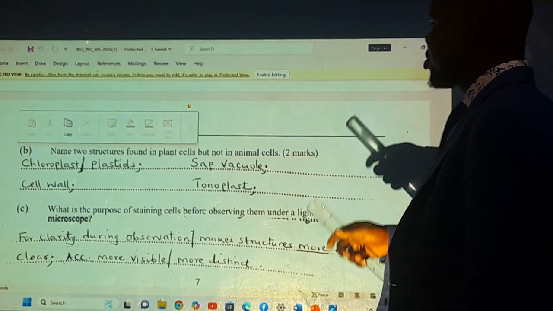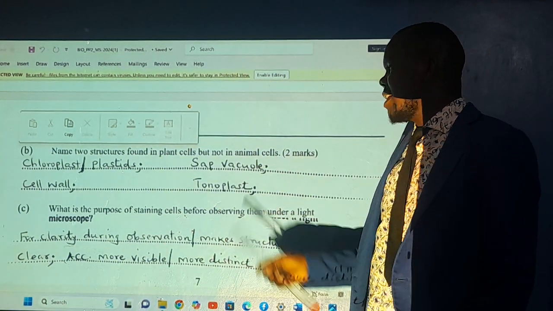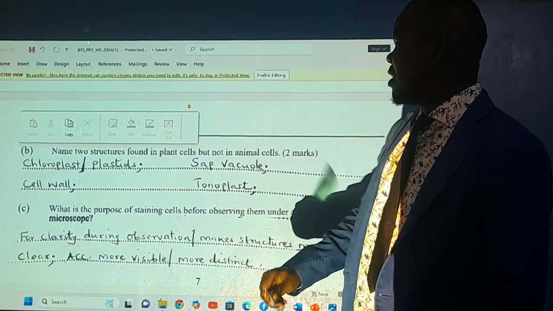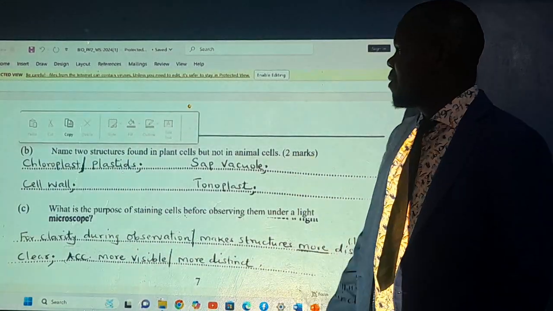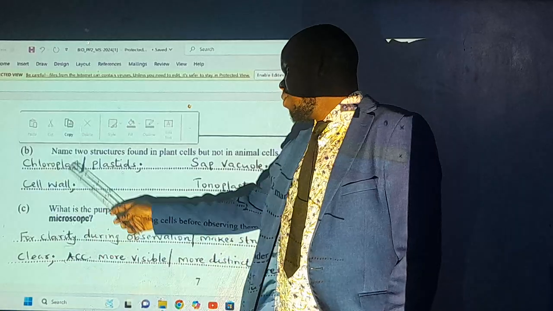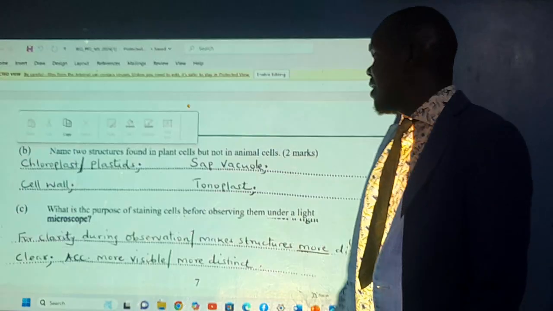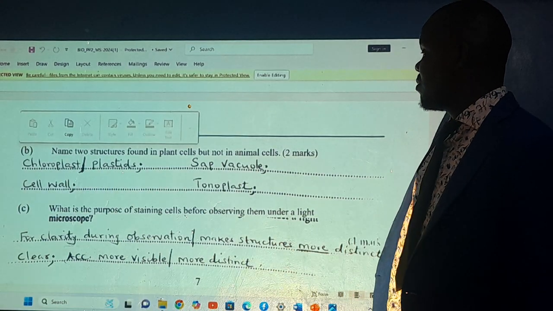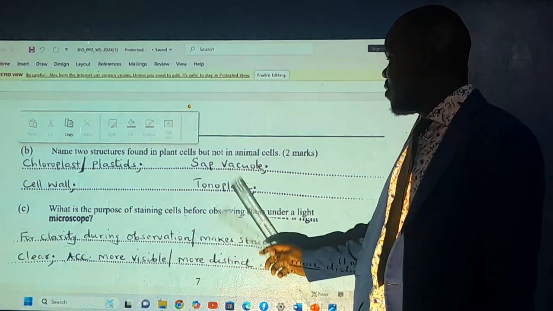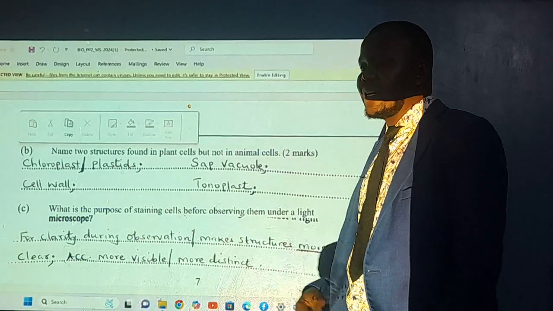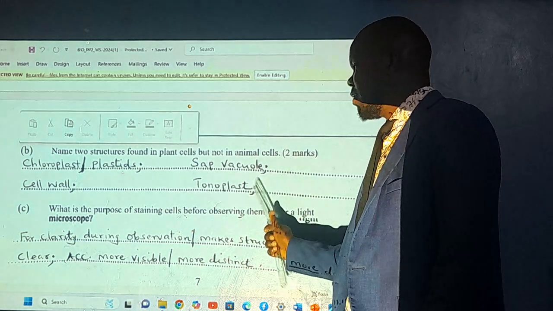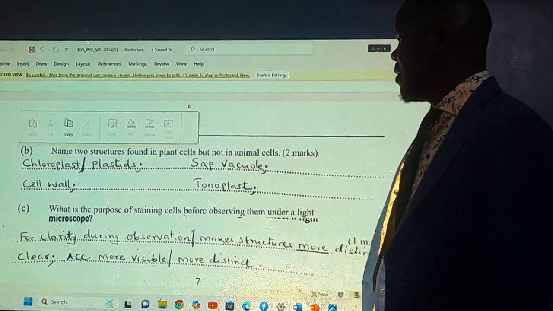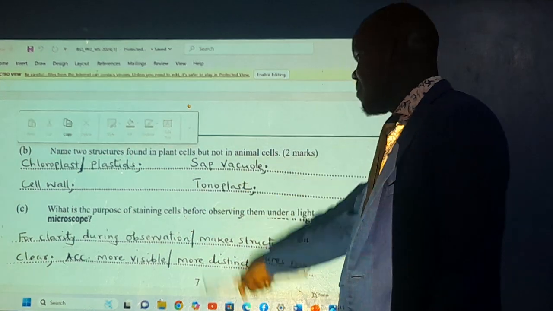Name the 2 structures found in plant cell but not in animal cell. This is a very simple question. Just the chloroplast will be found in a plant cell, and the cell wall. Animals don't have a cell wall. They have just a cell membrane. Vacuole: animals don't have a vacuole. Then we have the tonoplast. This is a membrane that will enclose what? Fluid. Inside what? The tonoplast. The tonoplast is just a membrane, right?